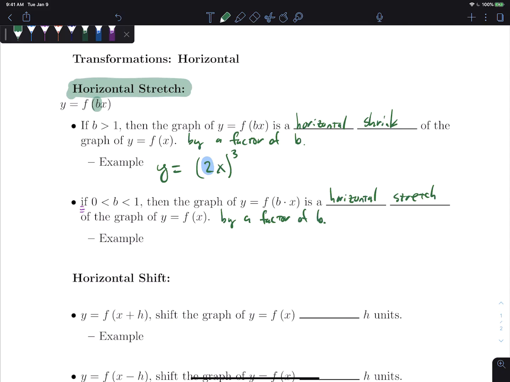What we mean by this is if b is a number between 0 and 1, then we are actually getting larger because we're dividing by a number between 0 and 1. And when you do that, you get larger, which is the reason it's a stretch. As an example, we would have something like y equals 1/2 x all cubed. In this case, it's a factor of 2 that we'd actually get larger, because we are dividing by 1/2, which is the same thing as multiplying by 2.